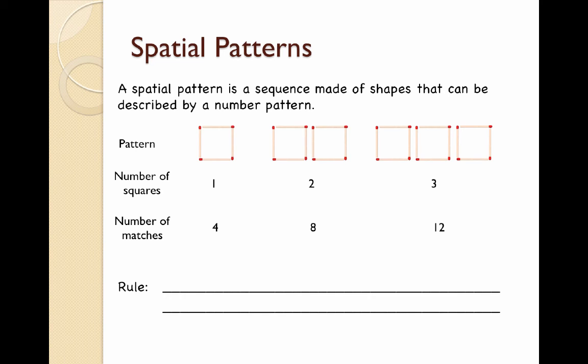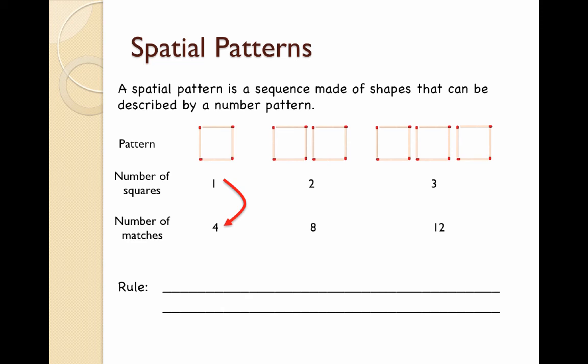Now we want to try and describe this pattern in a rule. You might be thinking, alright, let's start at 4 and add 4 each time to the number of matches. But how do we answer our question, how many matches are needed for 100 squares? I would need to know how many matches were used in the one before it, in the pattern before that, and before that. So what I want to try and do is relate the number of squares to the number of matches. Now, I'm going to try a few things.